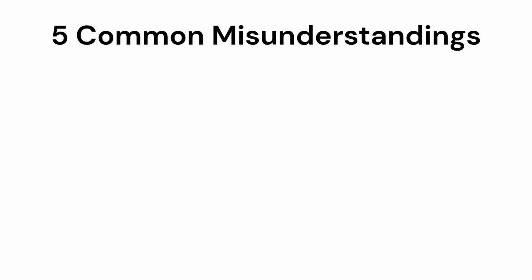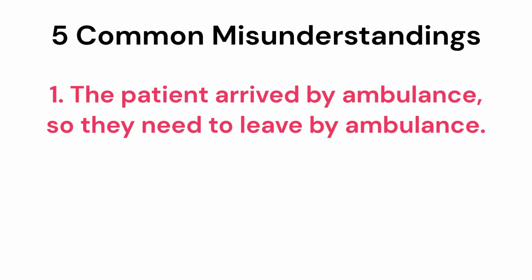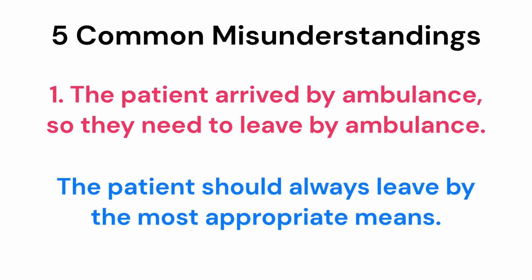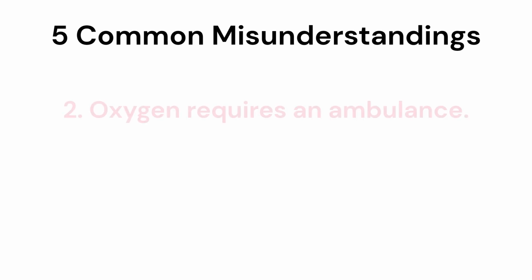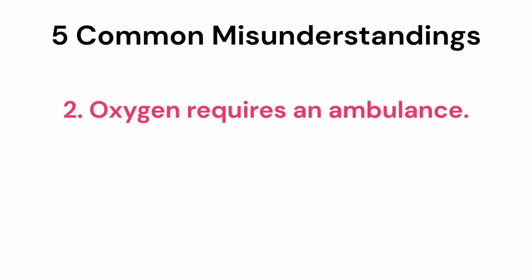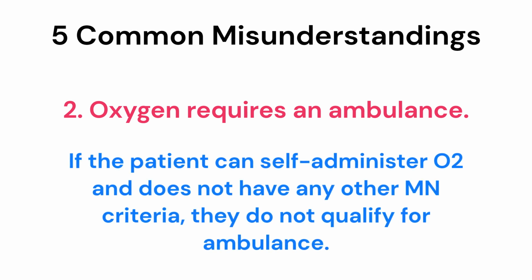5 common medical necessity misunderstandings. Number 1, because a patient arrived to an ER by ambulance, they need to leave by ambulance. This is incorrect. A patient should leave by the most appropriate means, which may be a taxi, personal vehicle, or a wheelchair van. Number 2, the patient is on oxygen, so they can go by ambulance. If a patient can self-administer their oxygen and have no other medical necessity, they should not use an ambulance.